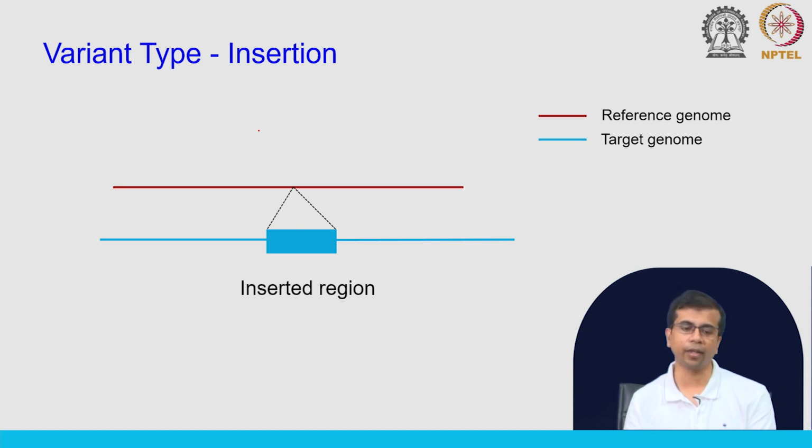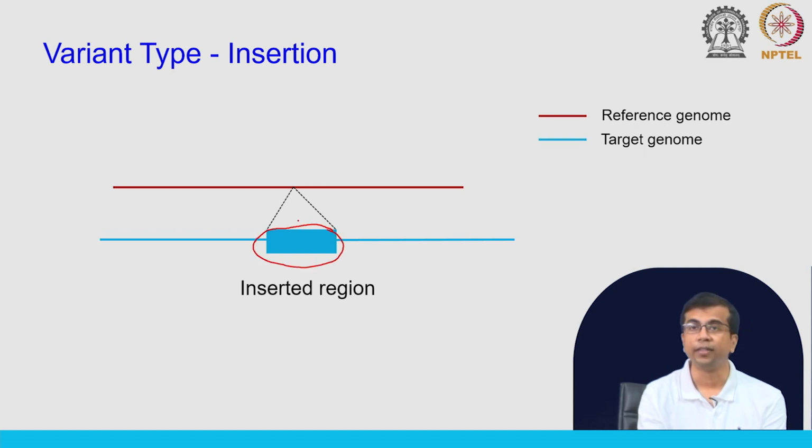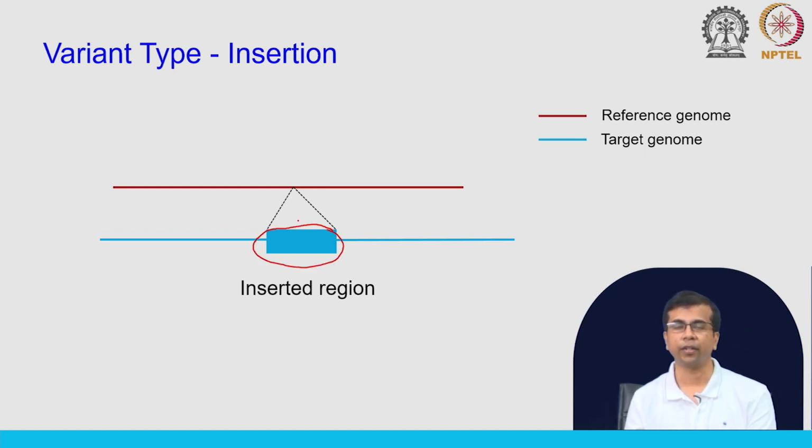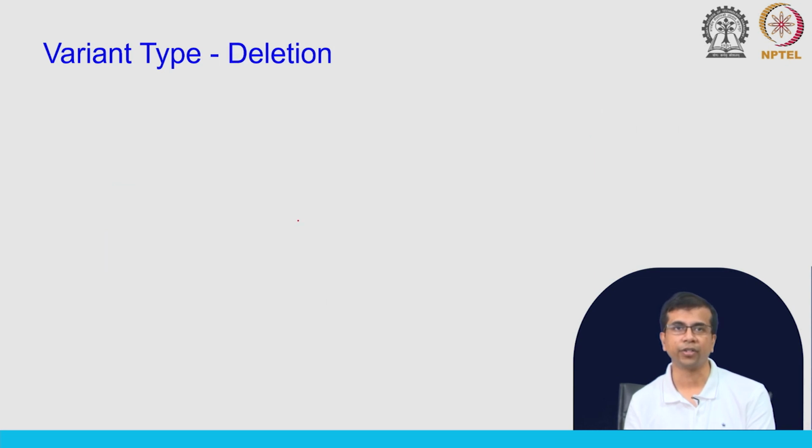So, what is an insertion? Again, we can take this example of reference genome and target genome. Target genome means the genome that we are sequencing or that we are analyzing. So, in red you have the reference genome, and in blue you have the target genome. Okay. So, insertion means there is a DNA sequence that is present in the target genome, right, and not present in the reference genome. So, you can see this blue region here, this is extra in this target genome, right, and it is not present in the reference genome. So, this extra sequence has been inserted into the reference genome. Okay. So, that is why it is called insertion.